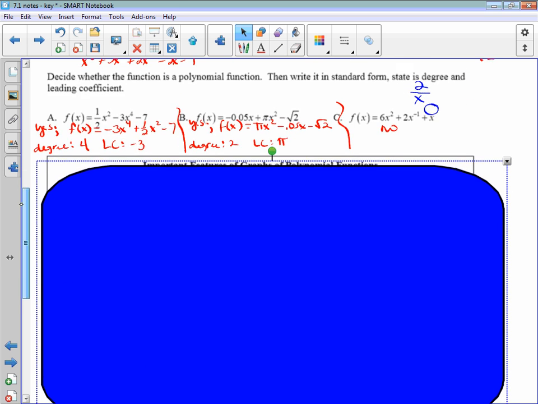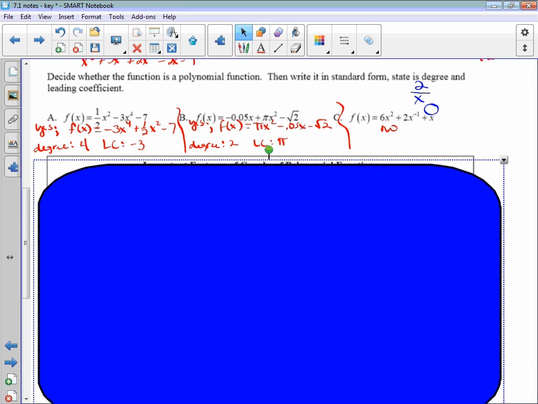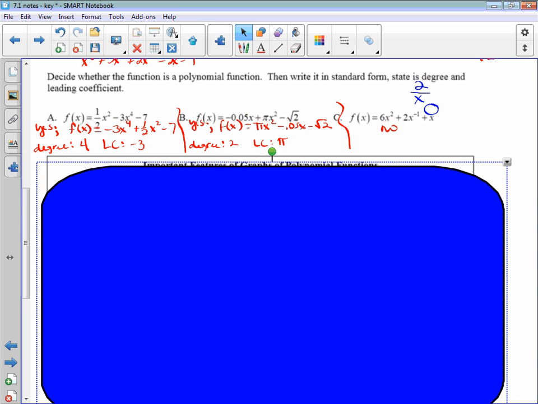So letter B. That is also a yes. I know we're throwing some other things in there with the pi and the root 2, but your exponents are still nice whole numbers. So the standard form would be pi x squared minus 0.05x minus root 2. So your degree is 2, and your leading coefficient would be pi. Did you guys get that one right? Yes, okay. And then the last one is a no. Why is it a no? Negative 1. Okay, good.